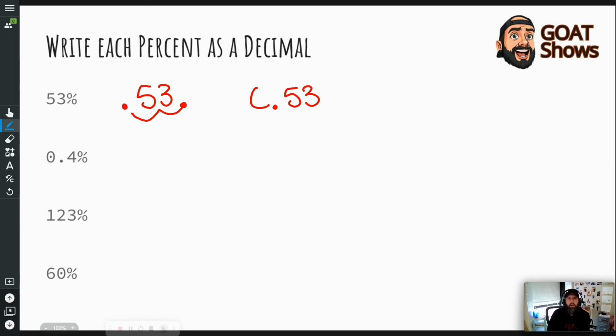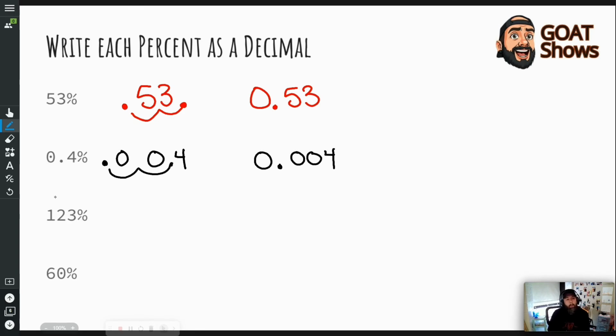Let's throw a 0 in front because it looks prettier, and you end up with 0.53, 53 hundredths. Okay? Now we have 0.4%, so let's write out 0.4. Let's move the decimal to the left 2 times, put the new decimal there. If you have an open space, fill it in with a 0. So this becomes 0.004, and let's throw a 0 in front of the whole thing, and we end up with 4 thousandths.